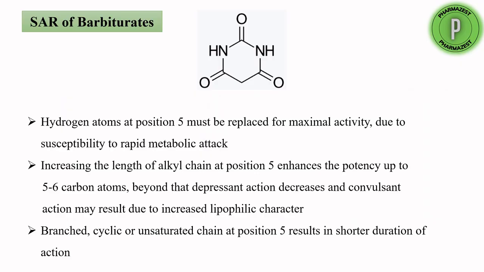Next, coming to the SAR, that is the structure activity relationship of barbiturates. So this is the structure of barbituric acid. So you can give the numbering from this nitrogen: 1, 2, and this one is 3, this is 4, and this is 5. So the position 5 has the major effect of activity.